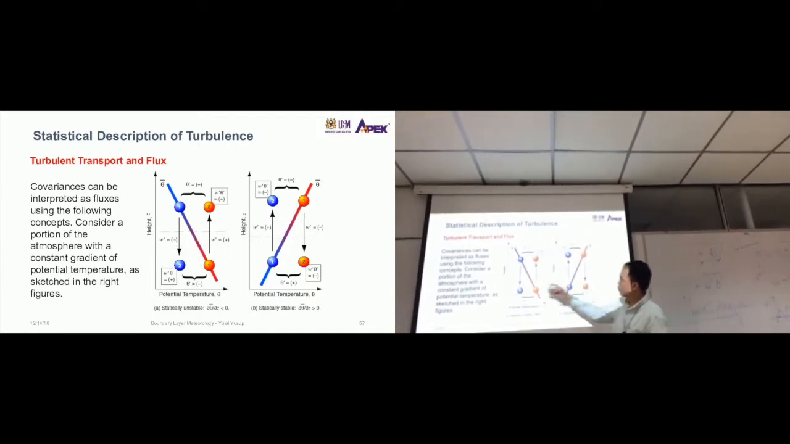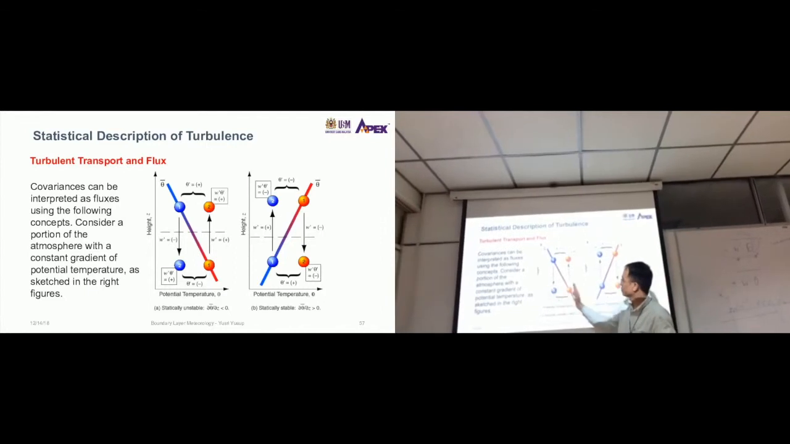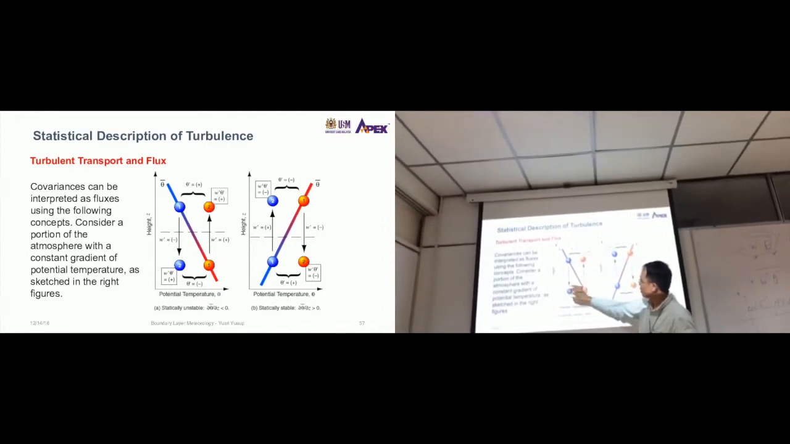That is for W, but what if it's for temperature? So this is hot temperature, this is cold temperature. Notice that this one is negative. So if it's moving negative, and this is negative, negative times negative is positive. Now this is positive, while this is positive as well. Positive times positive, positive. So positive flux, negative flux.